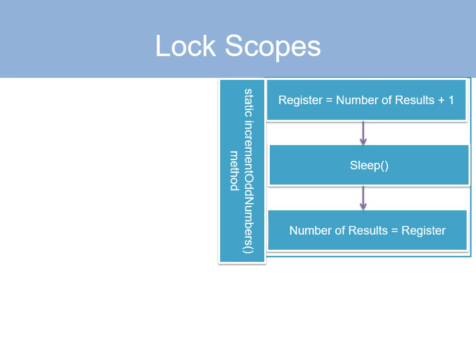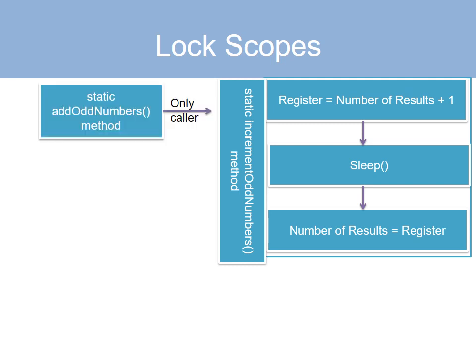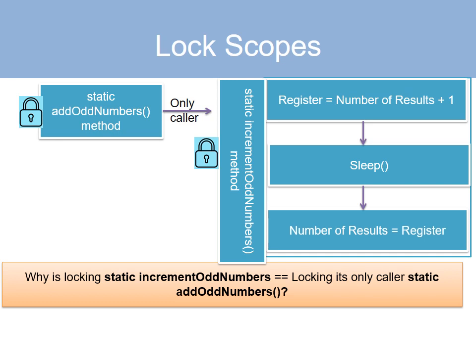Then came the tricky question. This load save code was in a static method, which is called by another static method, and that was the only caller. And I asked them why it is equivalent to put the lock either in this method or this method. Okay. As it turns out, if you lock one static method, you lock all static methods, so it doesn't matter.